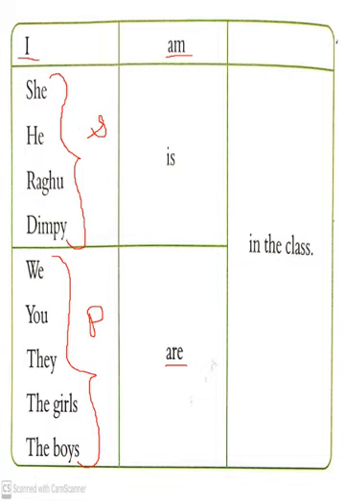So you just need to see whether our naming word or pronoun is singular or plural. If it is singular, use is. If it is plural, use are. I hope you understood this table very well. Now let's start our exercises.